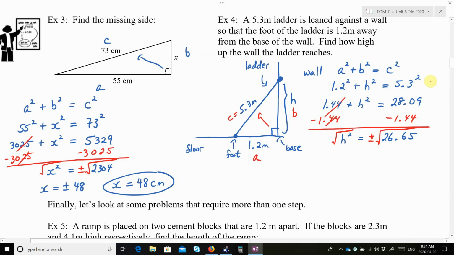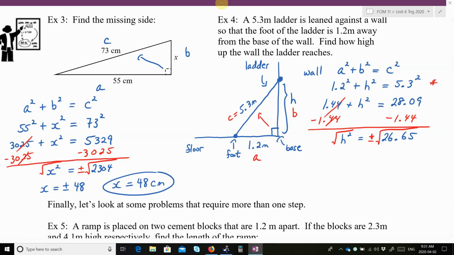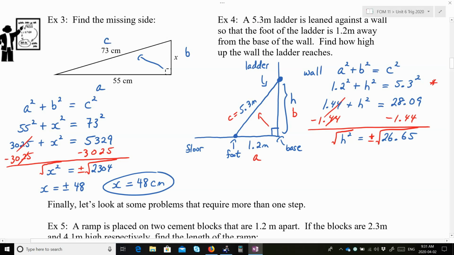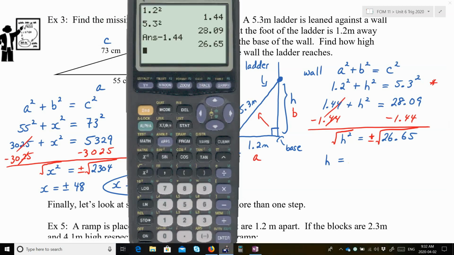In the original equation up here, positive h or negative h would work, because see how it's h squared? So if you square a positive or a negative, you're going to get the same result. So that's why the negative works as well. Okay, but the positive is the only one that makes sense in these contexts, because we're finding the length of something.